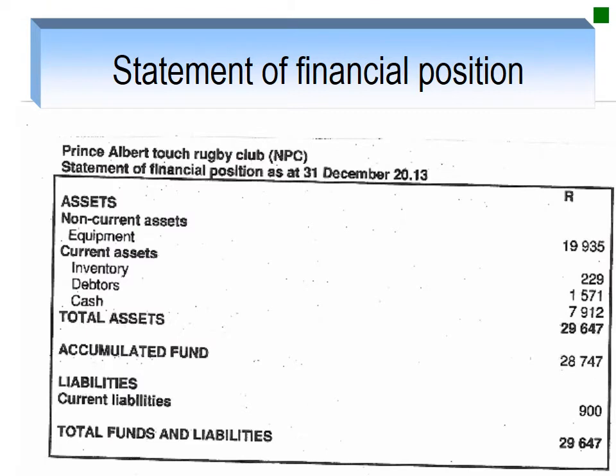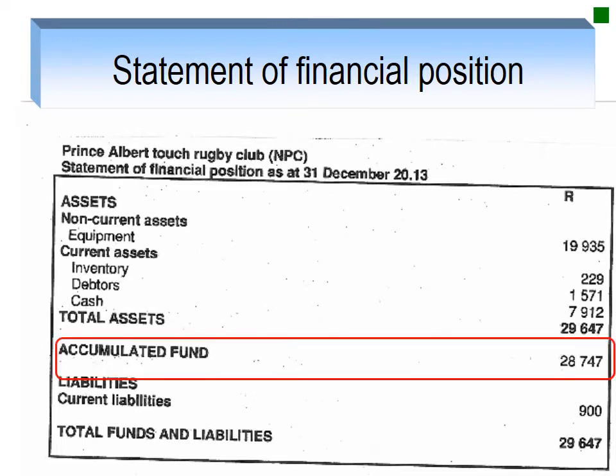If we look at the statement of financial position for Prince Albert Touch Rugby Club, this is a non-profit company. The thing that's different about the statement of financial position is that under the equity section, we have something called accumulated fund. So we don't have amounts that have been invested by the owners or by the shareholders. The accumulated funds are basically all the profits or the surplus that's been retained in the club since its inception up until this date, which is the 31st of December 2013. The accumulated fund is the difference between the assets and liabilities of the club at the end of the year.